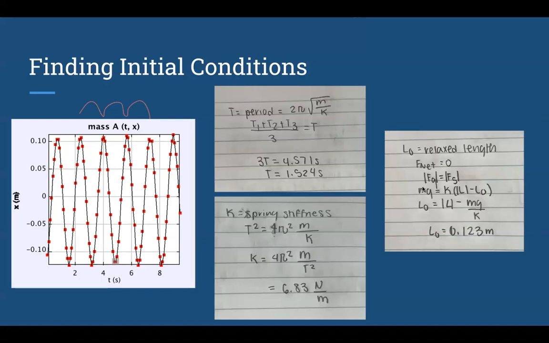And then I used the assumption that the net force is 0 because the mass should be having a constant velocity and thus not accelerating. So the force of gravity is equal to the force of the spring. So the relaxed length is equal to 0.123 meters.